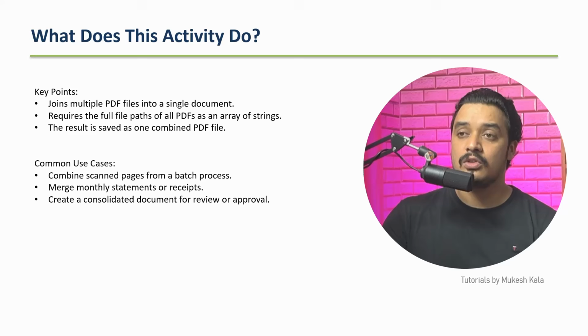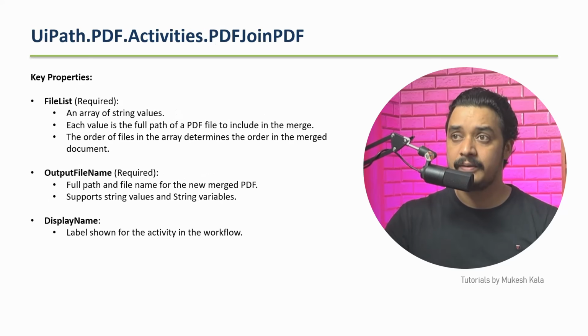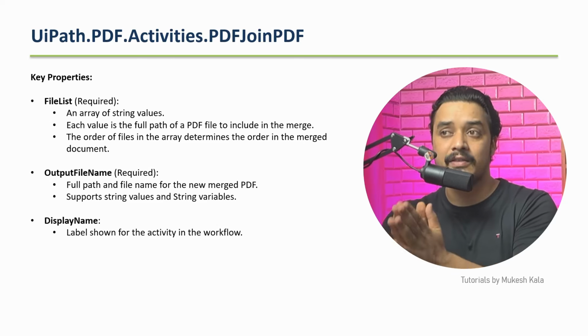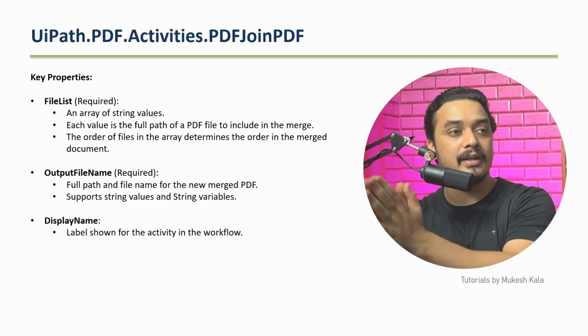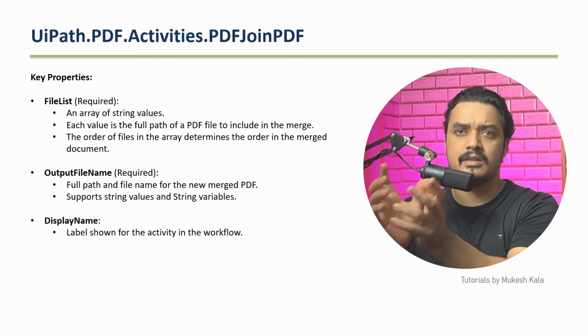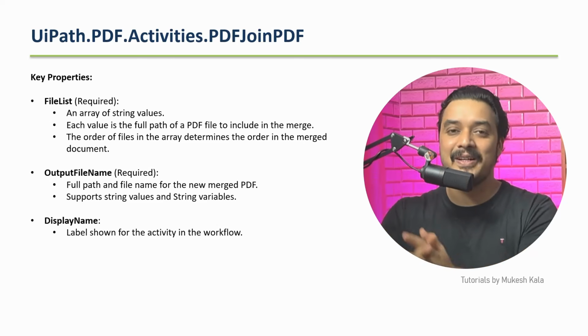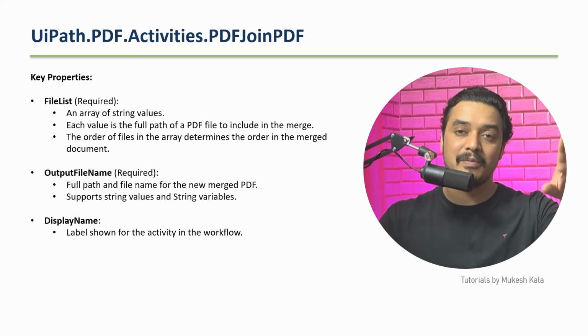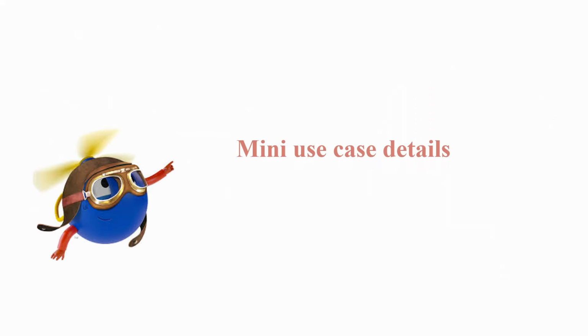So for today we are going to use the activity UiPath.PDF.JoinPDF. That sounds a little awkward, but anyway, Join PDF is the activity name which we are going to use today. We'll come to the properties in a bit, once we see the practical.